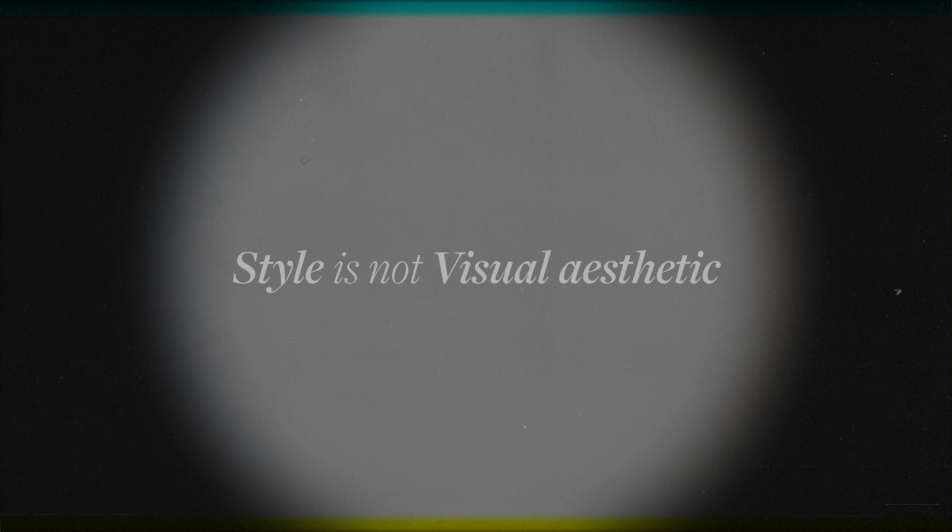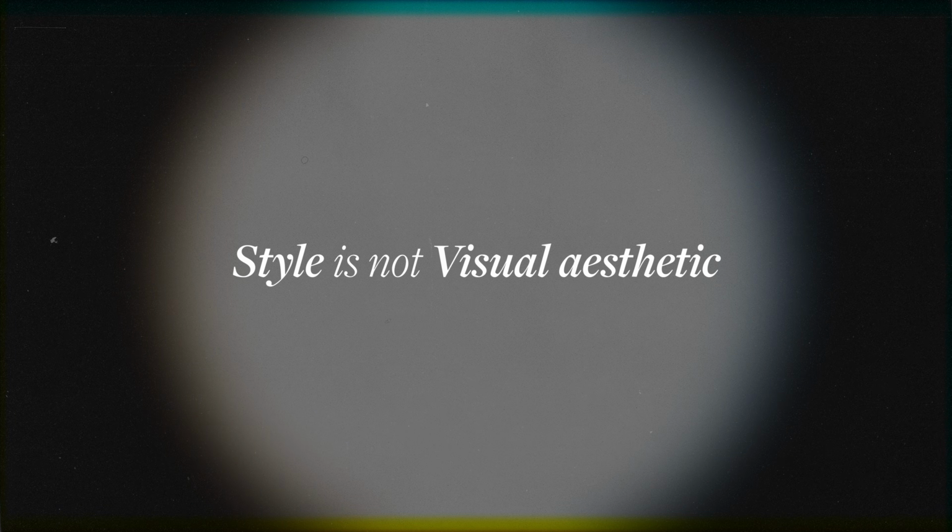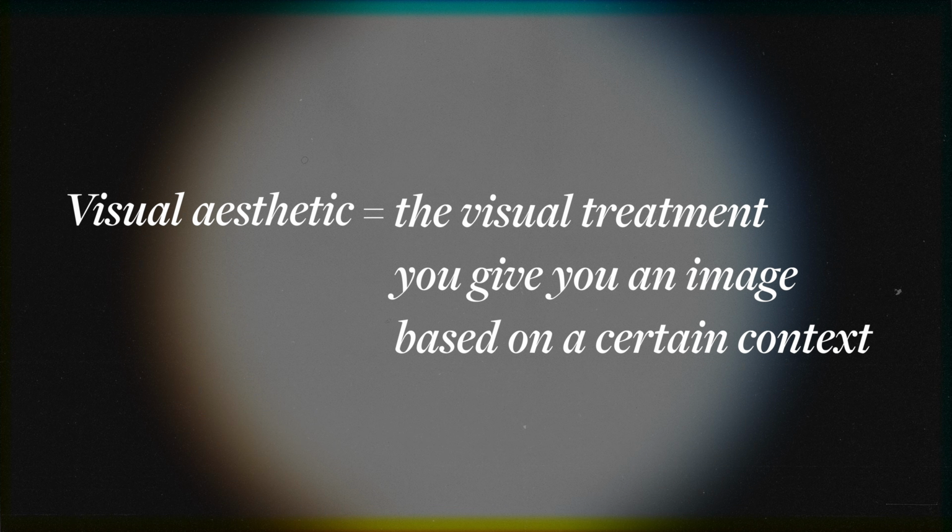What you're looking for on the macro level is to start to develop a visual aesthetic. This is not the same as a style, but it is a small part of it. A visual aesthetic is the visual treatment you give to your photos based on a certain context. I explain this in my course, but you will come to a point where you edit your photos with a certain look for, say, Instagram or your website or for a client, or if you feel in a particular mood or whatever the case may be.